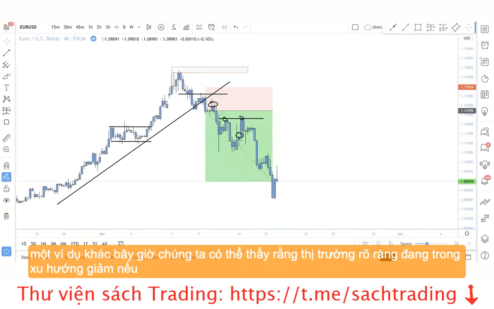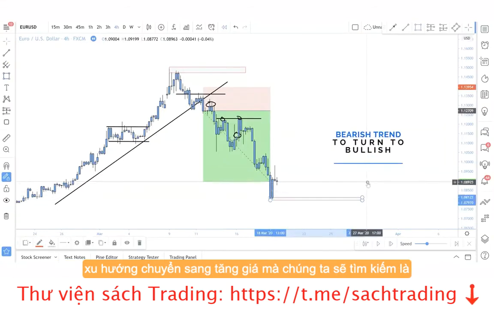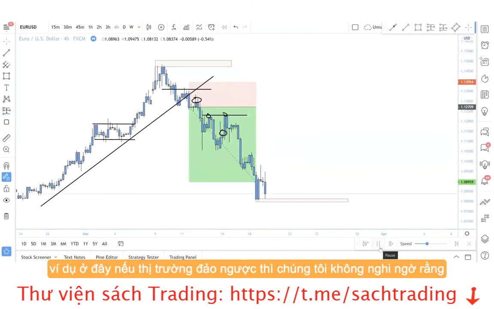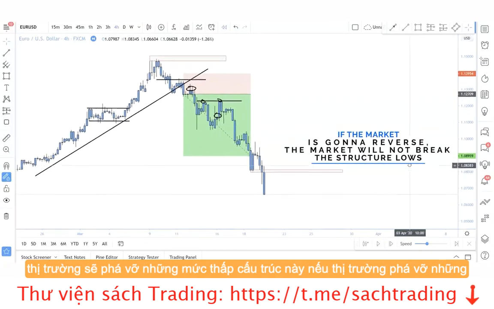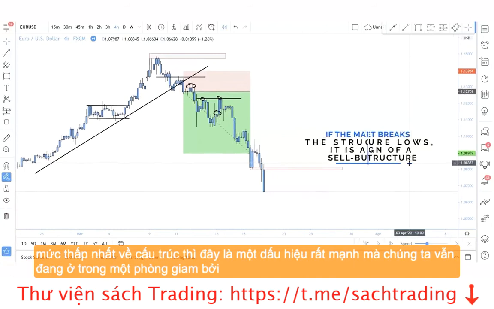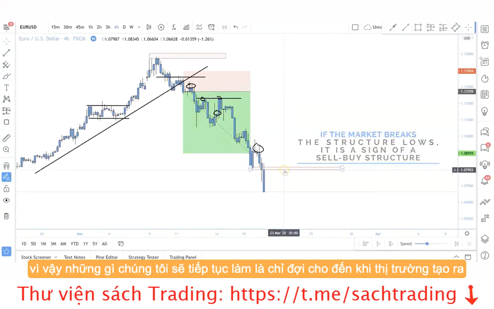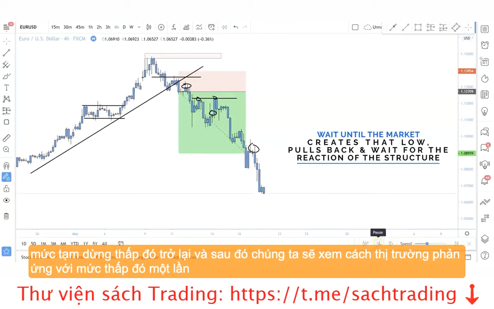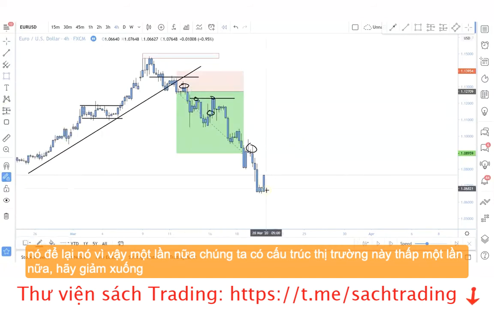Now we can see that the market is clearly in a downtrend. Now if we're looking for a bullish reversal or for this bearish trend to turn to bullish, what we're going to be looking for is for the market to respect some of these previous structural lows. Just like we had an example over here. If the market's going to reverse, then we don't suspect that the market's going to break these structural lows. If the market breaks these structural lows, then this is a very strong sign we are still in a sell-buy structure. So what we'll continue to do is just wait until the market creates that low, pulls back, and then we'll see how the market reacts to that low once it leaves it. So again, we have this market structure low again.